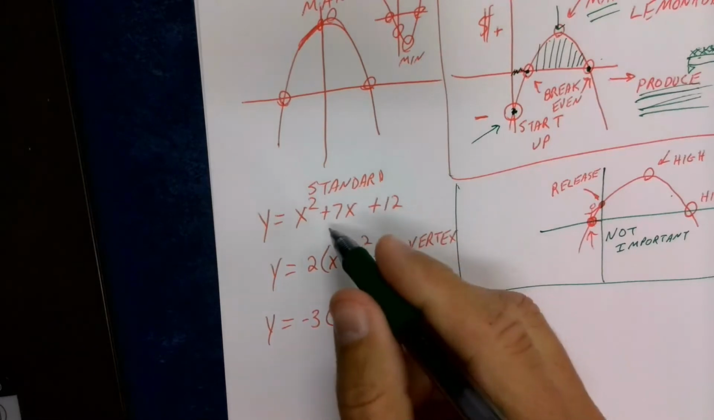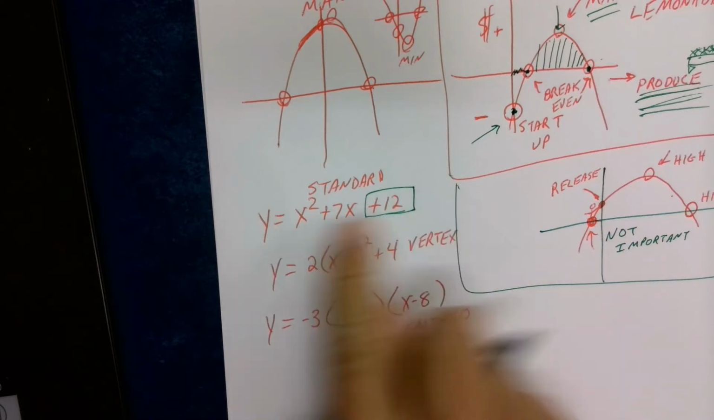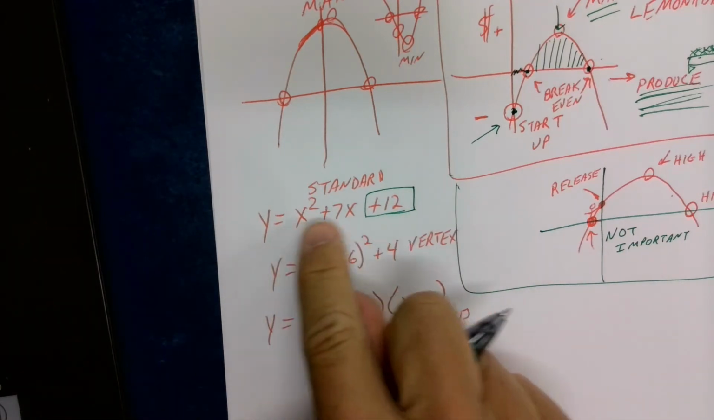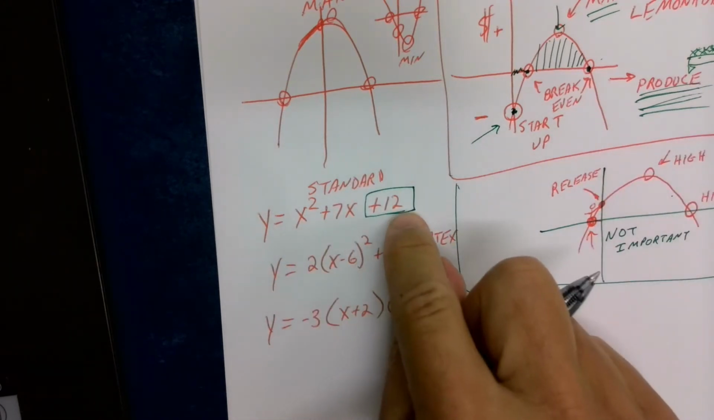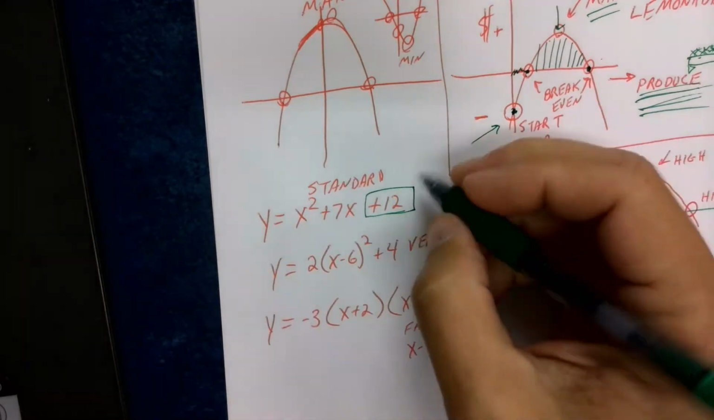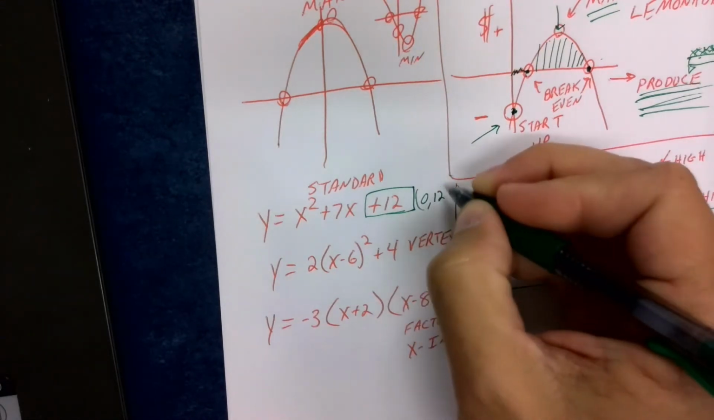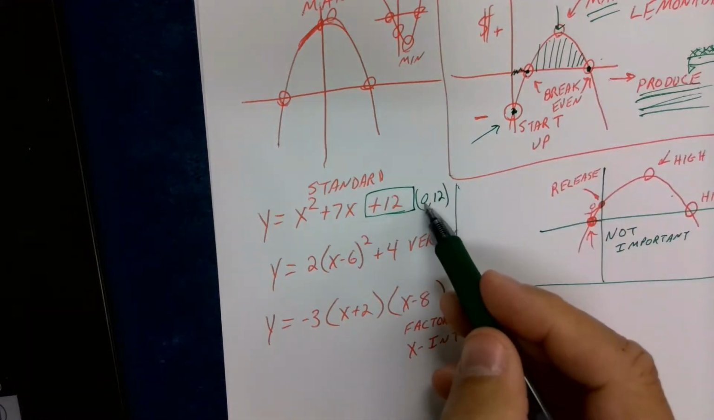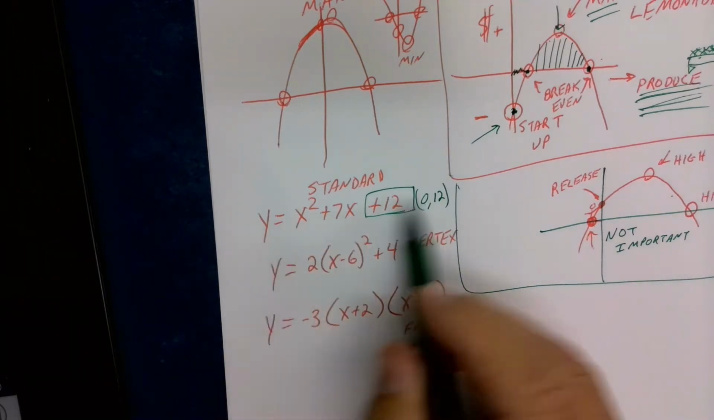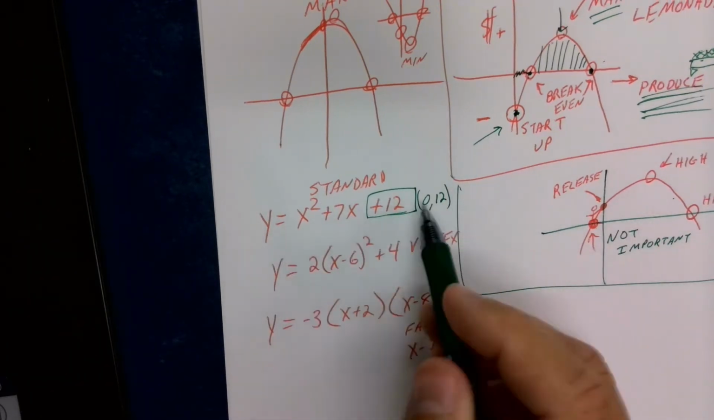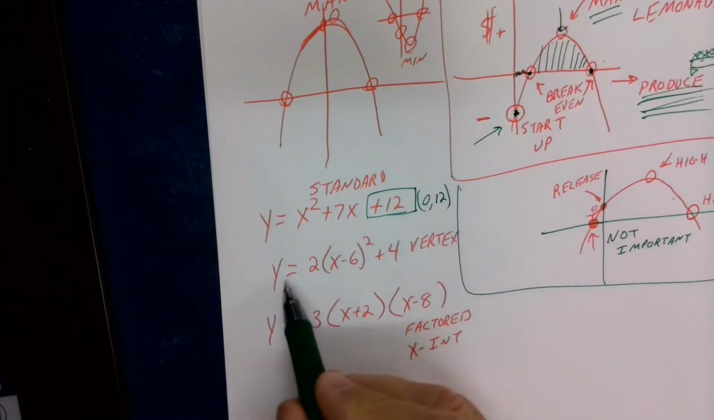Okay, so the first one, in standard form, means there's no parentheses at all. Each term's individual. They can be pluses or minuses, whatever it is. It doesn't matter. But this number right out here is the y-intercept. And the y-intercept simply means where it crosses the y-axis. And we know that it crosses the y-axis at (0, 12), because if I plug 0 in for x, that goes away, and that goes away, and this is left over. Okay? So if I see a standard form equation, no parentheses, no grouping, then I know it's the y-intercept.